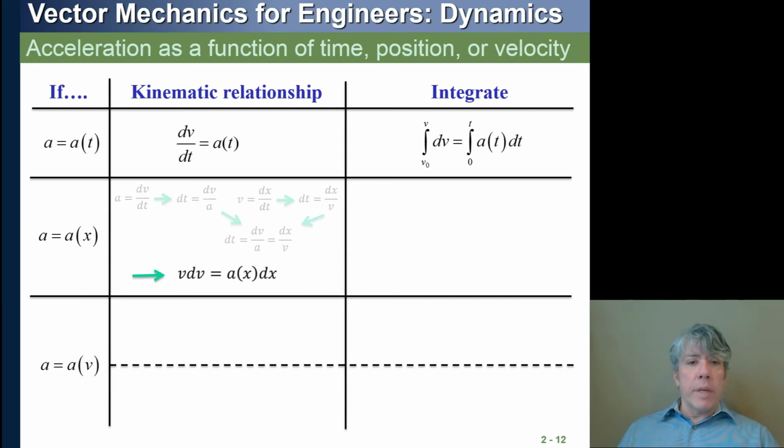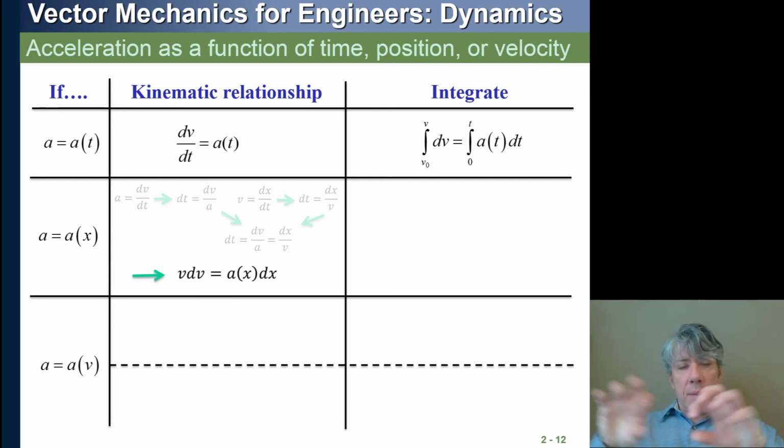Rearranging this equation, putting everything that's alike on one side of the equation, we get v dv on one side, which gets the velocity all on one side, and the acceleration and dx on the other side. Since the acceleration is a function of position, we're getting all the x's on the right hand side. And there is the kinematic relationship between the variables.